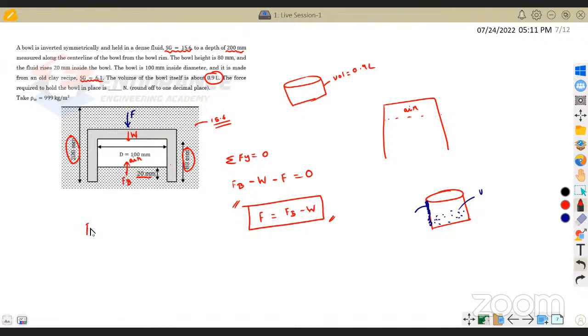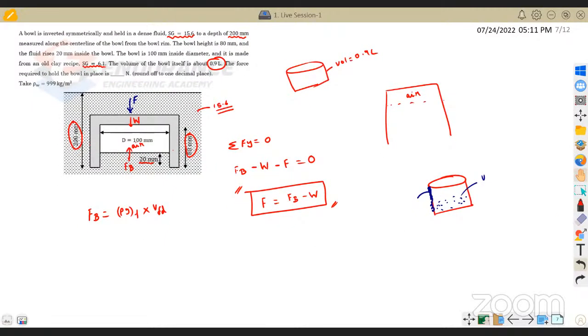So first we'll focus on FB. How is this FB going to be? Buoyancy force is simply the weight of the fluid which is getting displaced, right? So if I want to find out the weight of the fluid which is displaced, it is rho g of the fluid multiplied by the volume of the fluid which is displaced.